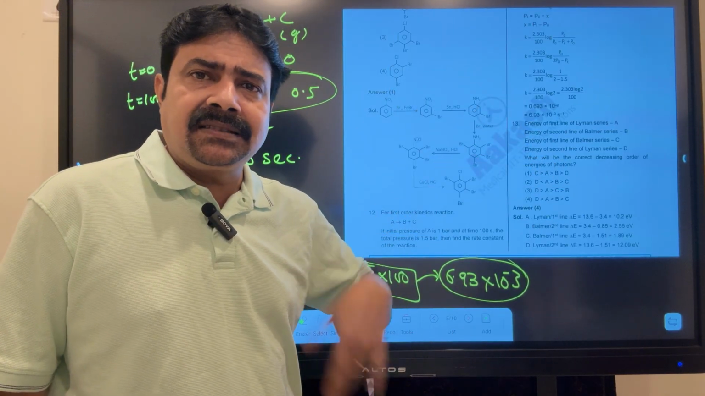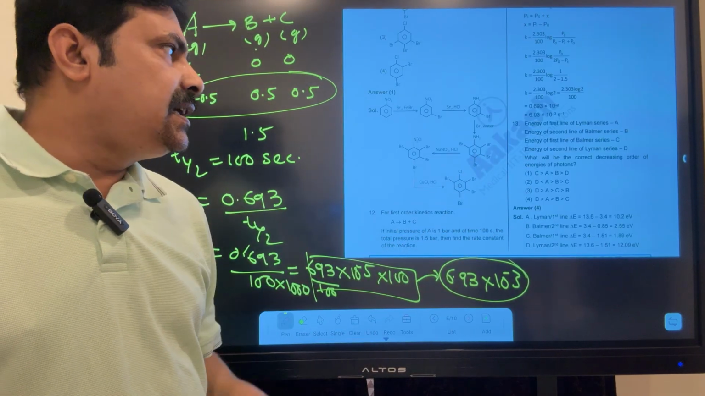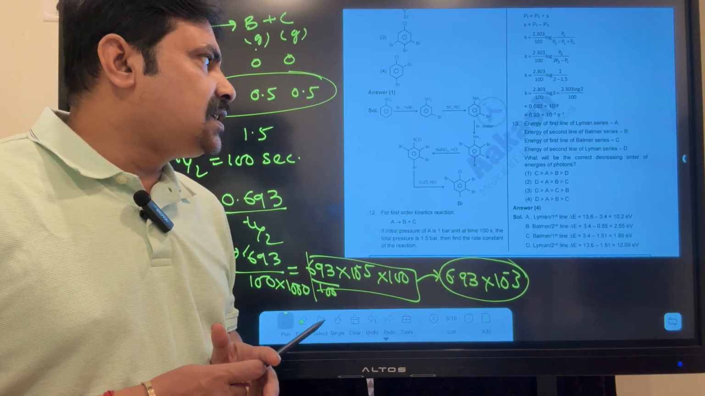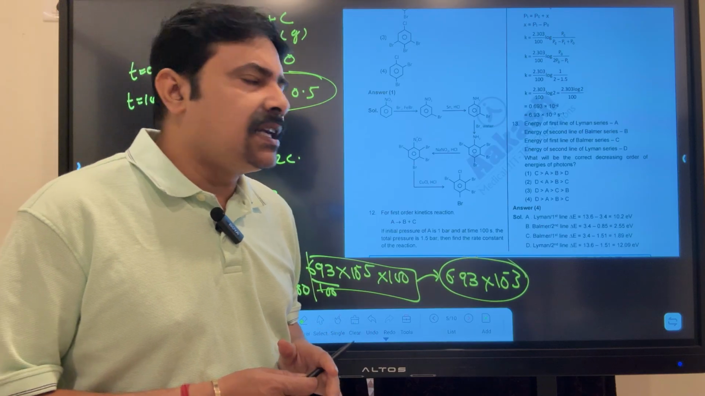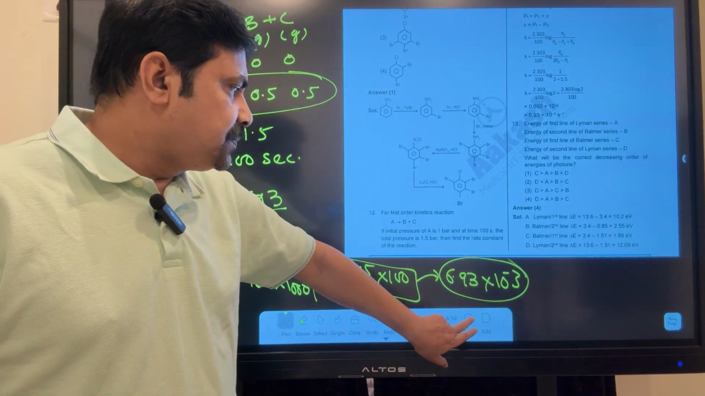If lambda is less, energy will be more. That is the funda. Based on that, if you get it, your fourth option will be the answer: D greater than A, greater than B, greater than C. Let us go for the next question.